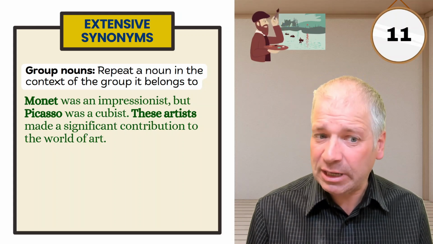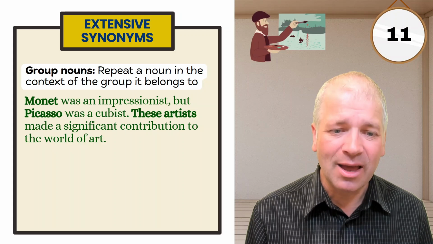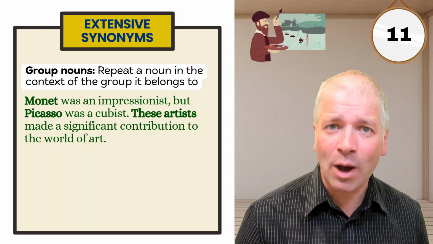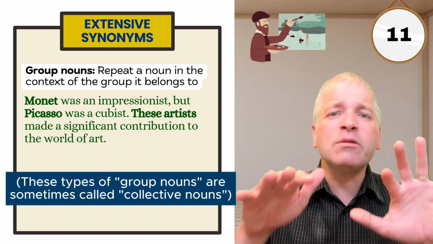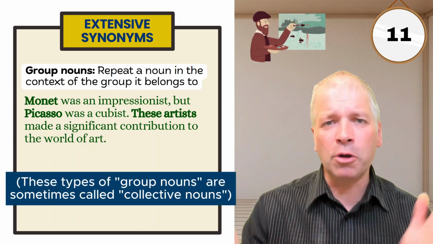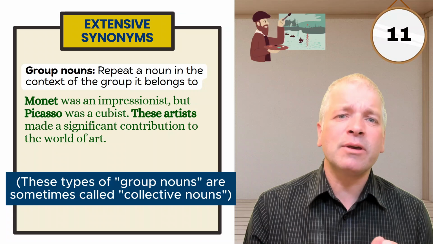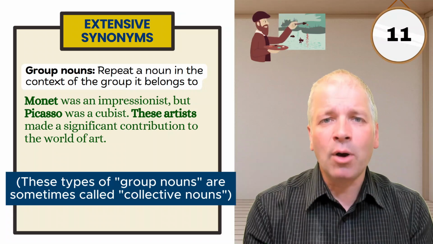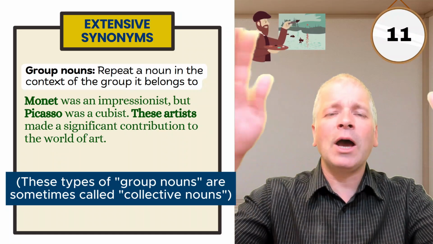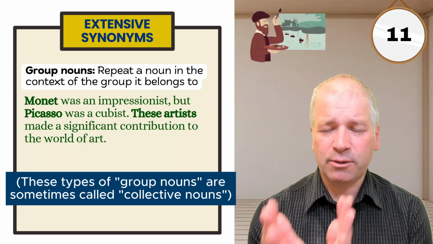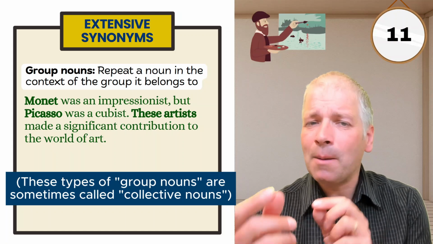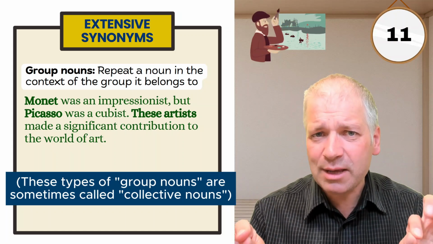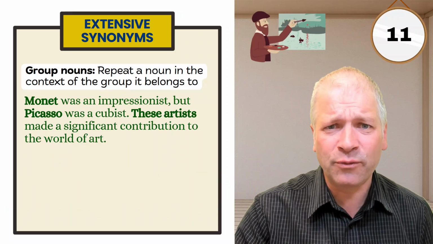Monet was an impressionist, but Picasso was a cubist. These artists made a significant contribution to the world of art. So "these artists" is a group noun that encompasses Monet and Picasso. We're repeating the same words, but we put them into a group. Again, this creates more variety in your writing, better connections between sentences and different parts of your text, and therefore makes your writing more advanced.